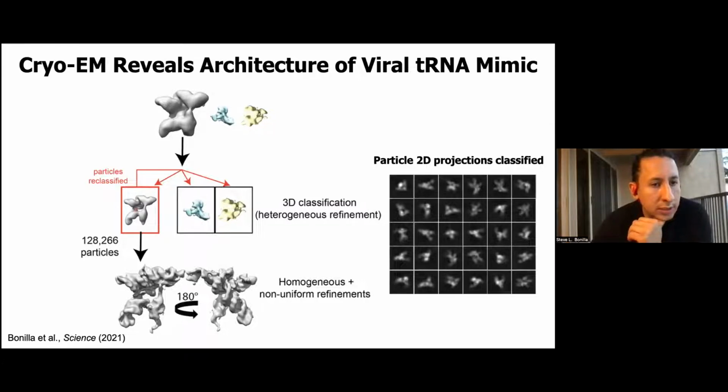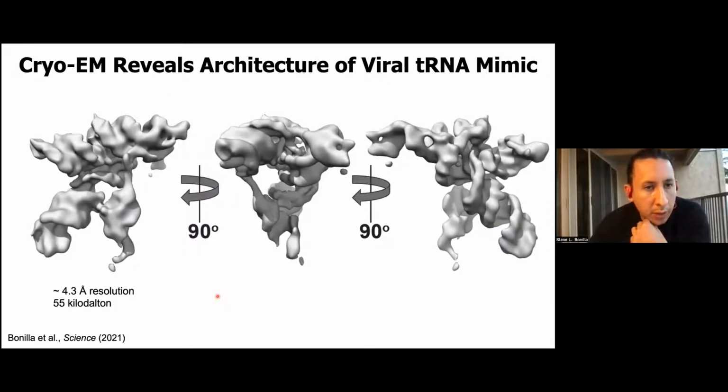We took that set of particles and performed homogeneous and non-uniform refinements in CryoSPARC, producing this very nice Cryo-EM map of the TLS. Let me remind you that this RNA is only 55 kilodaltons, and it had been elusive to structural biology for a very long time. At this point, we were already very happy with this result. This is the first time that we see what this RNA looks like.